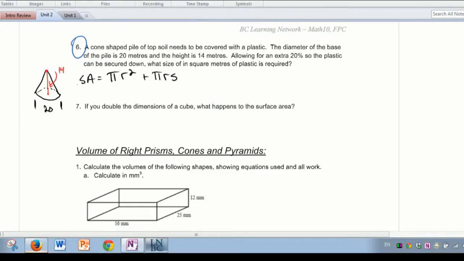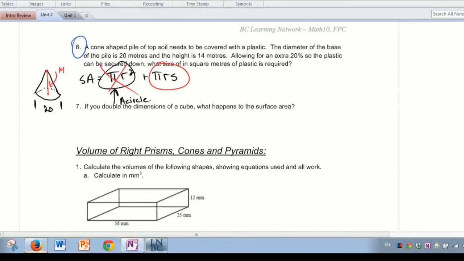If we think about it, this pi r squared is the area of a circle. And in this question, this is a pile of dirt. Thank you, Taylor. So we don't need the circle because the circle is the ground. So all we're really interested in here is this pi r s. Then once we've found that, we're going to multiply it by 0.2 to figure out 20% of it, and then we're going to add that value on.